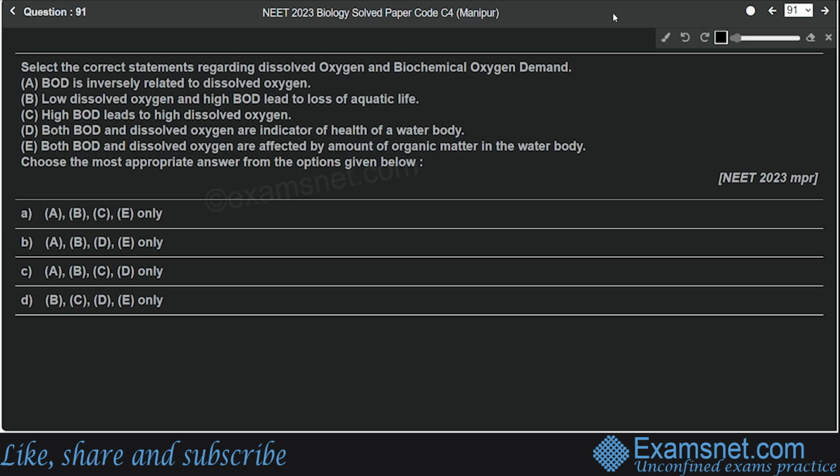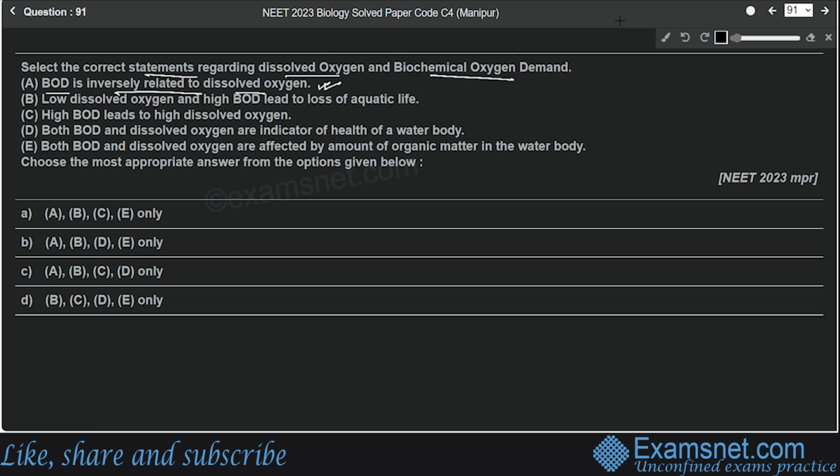Question number 91 is from the chapter Environmental Issues, and the question is: select the correct statements regarding dissolved oxygen and biochemical oxygen demand. So the first statement is BOD, that is biochemical oxygen demand, is inversely related to dissolved oxygen. Yes, this is a correct statement.